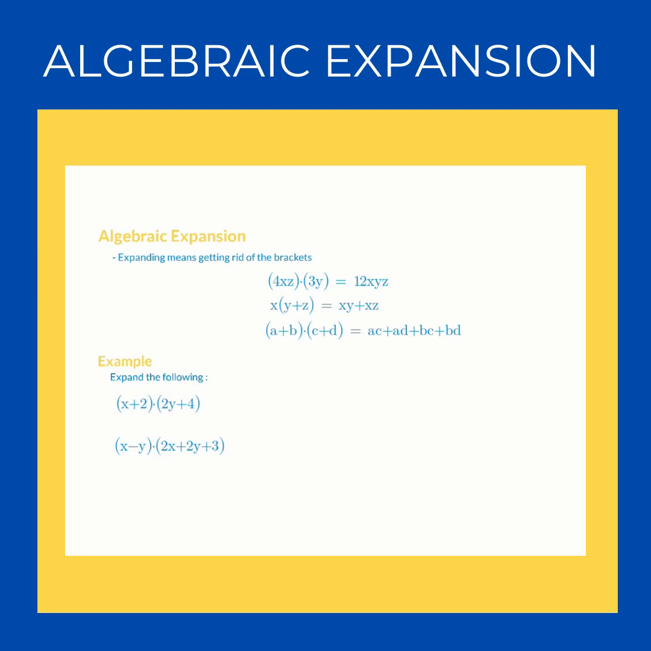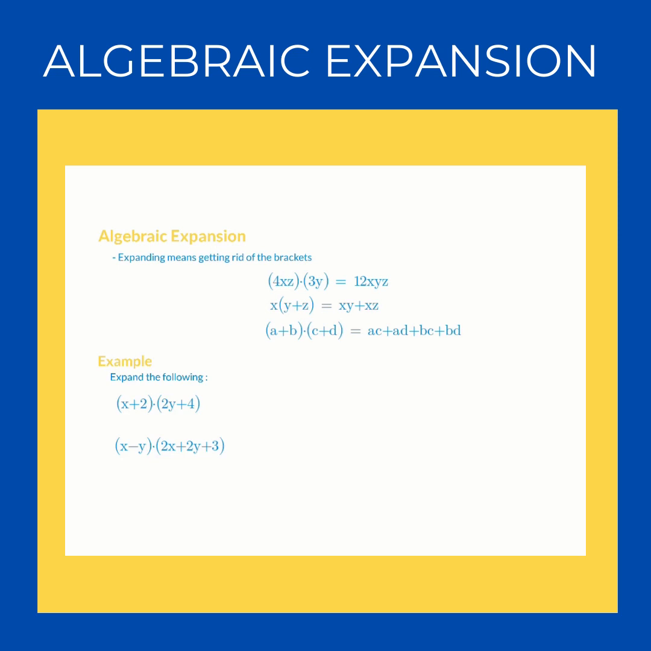In the second one, I have x times (y plus z). So first I will multiply x times y and the answer is xy. Then I multiply x times z, which is equal to xz. So the final answer here is xy plus xz.